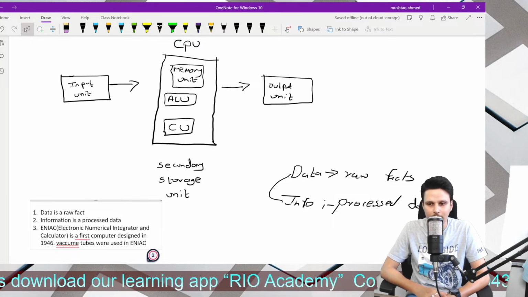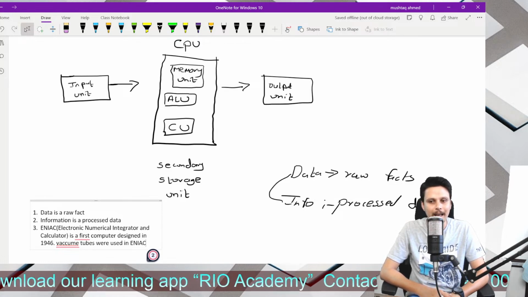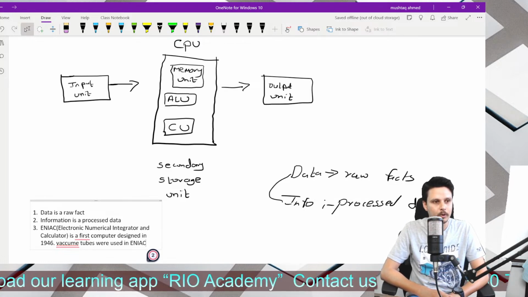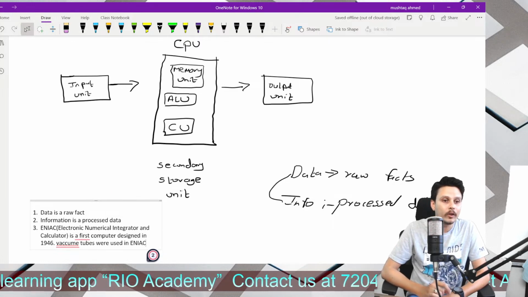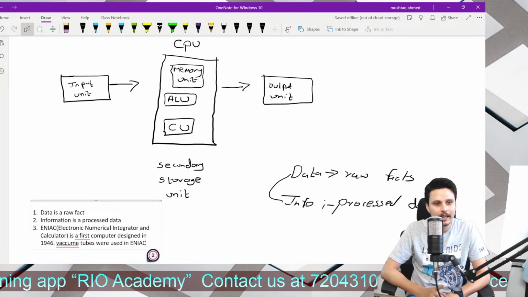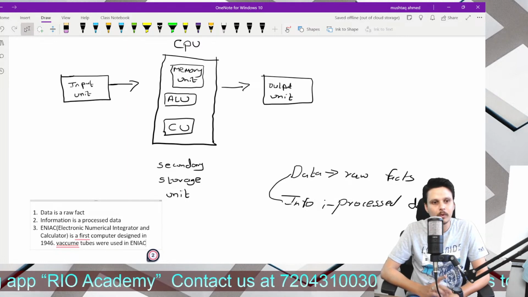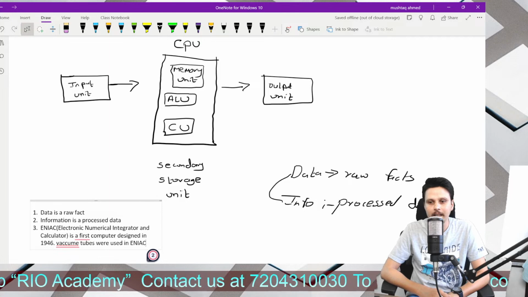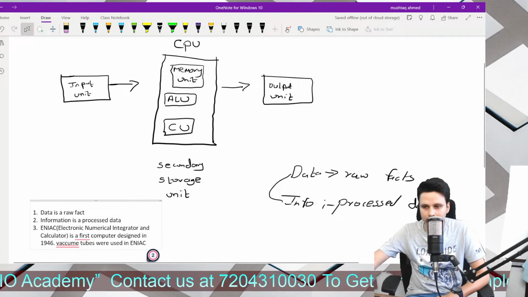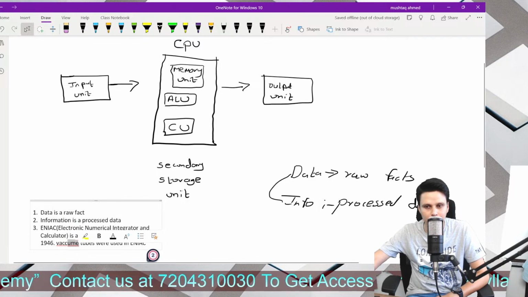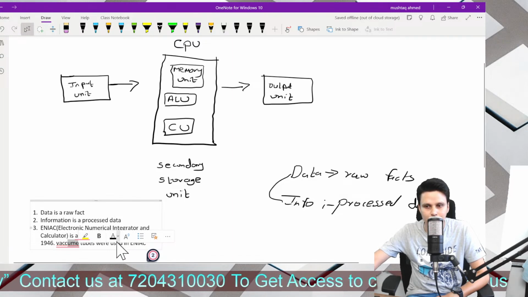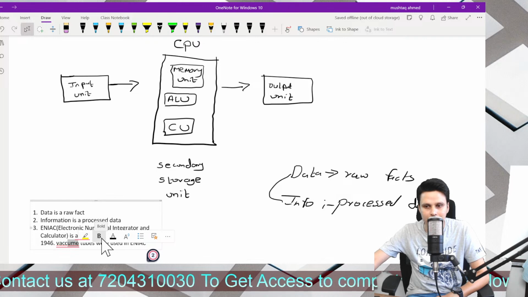ENIAC is the Electronic Numerical Integrator and Calculator. It is the first computer, which was designed in 1946, and vacuum tubes were used in ENIAC. Just remember this point: vacuum tubes were used in ENIAC.